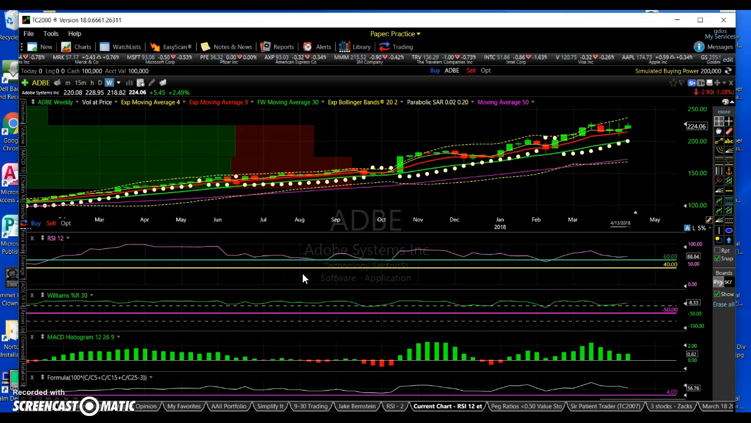Here's one that I still own, Adobe. Nice looking chart as well, trending up nicely. It has a very narrow range, very little volatility. And last week, on Friday it came down 2.90, but it was up for the week. You can see that these other indicators look pretty positive as well, just as with Netflix. So I'm holding that one.